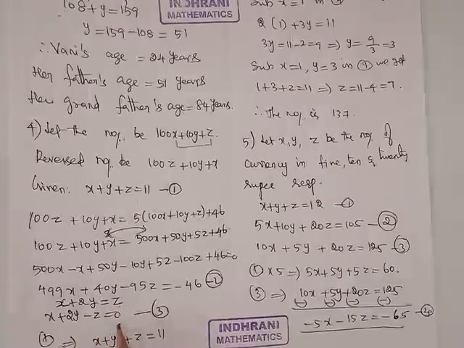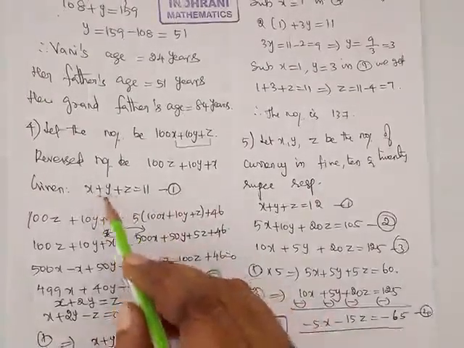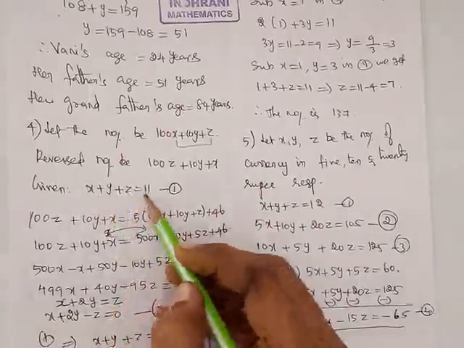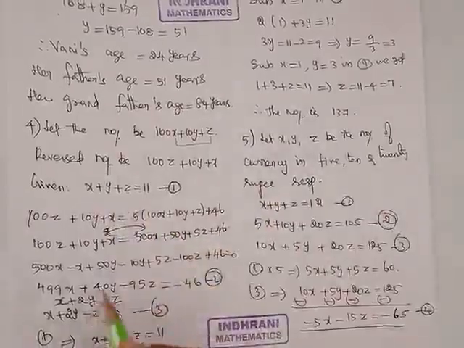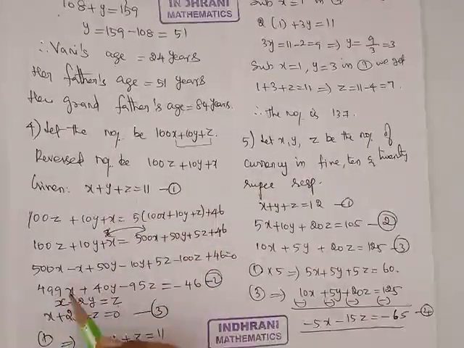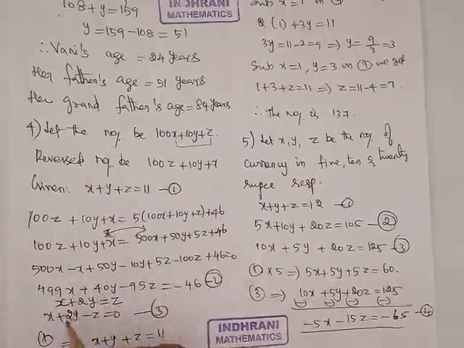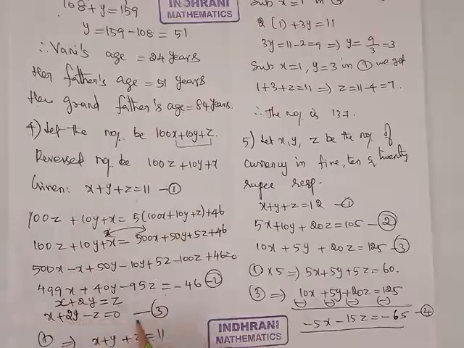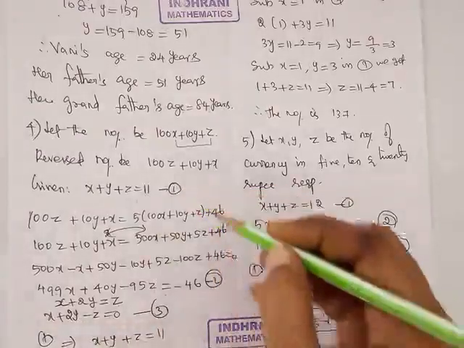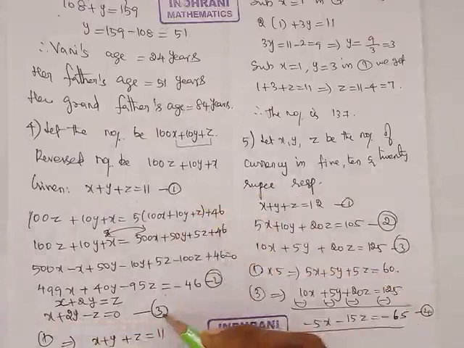So now we got the three equations. First equation, X plus Y plus Z equal to 11. Second equation is 99X plus 40Y minus 95Z is equal to minus 46. Third equation is X plus 2Y minus Z is equal to 0. This is called equation number 3. Now we are going to solve equation 1, equation 2 and equation number 3.